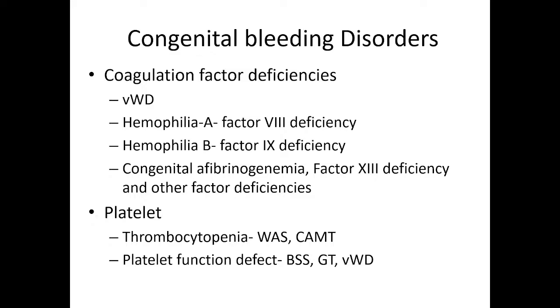Coagulation factor deficiency includes von Willebrand disease, hemophilia A which is factor 8 deficiency, hemophilia B which is factor 9 deficiency, congenital afibrinogenemia, factor 13 deficiency and other factor deficiencies. Platelet disorders include thrombocytopenias like Wiskott-Aldrich syndrome, congenital amegakaryocytic thrombocytopenia, and platelet function defects like Bernard-Soulier syndrome, Glanzmann thrombasthenia, von Willebrand disease. So, von Willebrand disease comes in both the platelet group and the coagulation factor deficiency group.